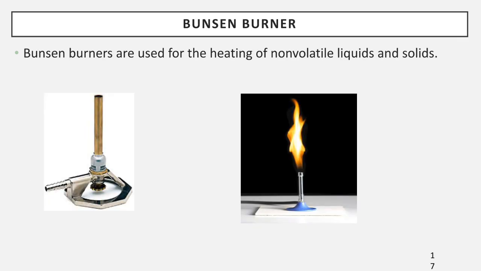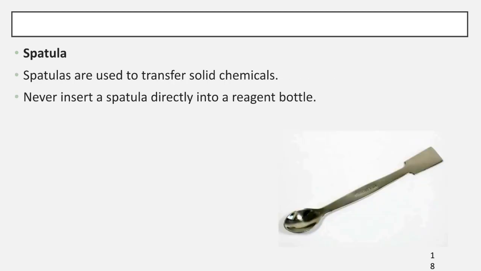Next is the Bunsen burner. These Bunsen burners are used for the heating of non-volatile liquids and solids. Next is the spatula. This is the spatula, and it is used to transfer solid chemicals. Never insert a spatula directly into reagent bottles, as it will cause contamination.